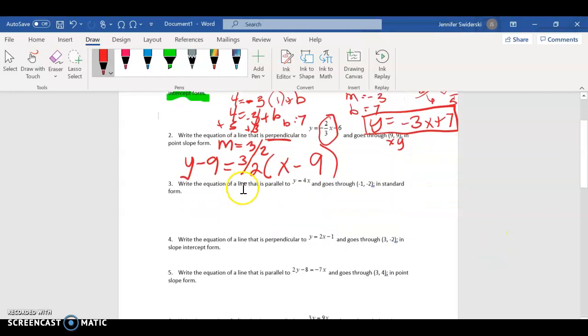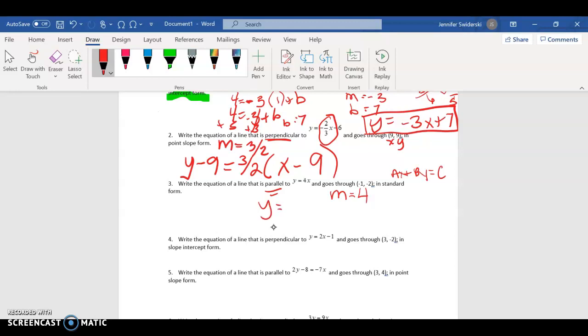Okay, now they want you to do number 3. Write an equation of a line that is parallel, meaning I'm going to have the same slope, to y equals 4x and goes through -1, -2 in standard form. So in order to do this, you need to know what standard form is. Remember, ax plus by equals c. We cannot have negatives for a, all right? It has to be a whole number, can't be fractions or decimals. So I know my slope right off the bat, if it's parallel, will be the same. I'm going to plug my numbers into slope intercept form. For me, that's just easiest.